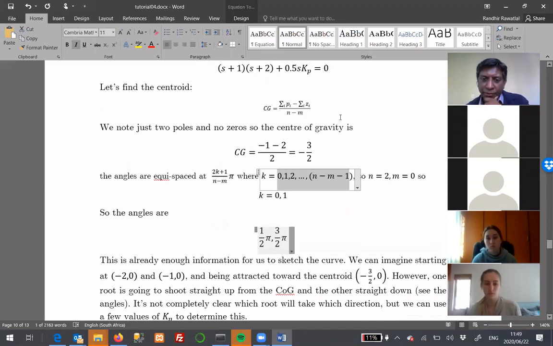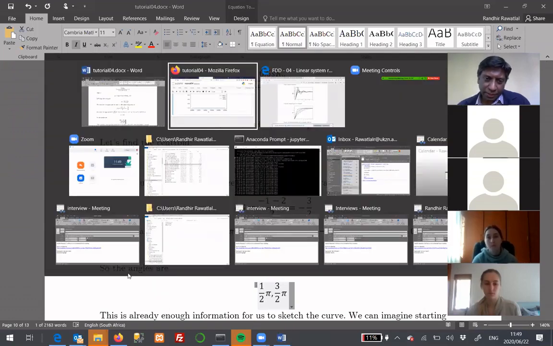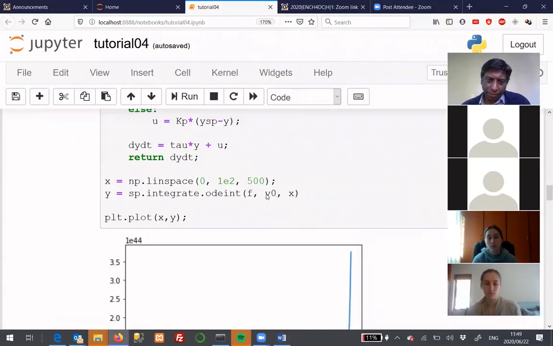And then, in fact, that's enough information to start drawing this out. Remember, when Kp equals 0, you're going to get s equals -1 and s equals -2. So you'll start with -2, -1, and then you are going to get angles 1/2 pi. So 1/2 pi is pointing straight up, and 3 pi by 2. So that's 1/2 pi, that's pi, and that's 3 over 2 pi. So one is going to do this, and one is going to do that. Right, so that's how you draw these things.